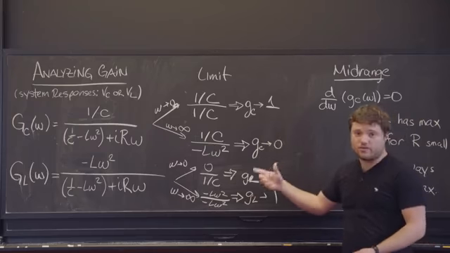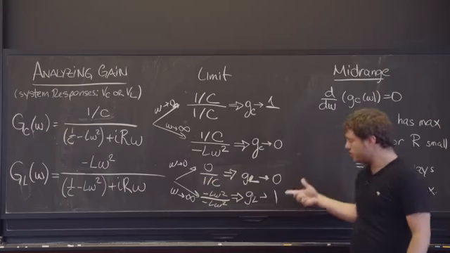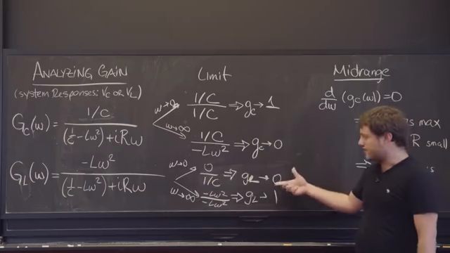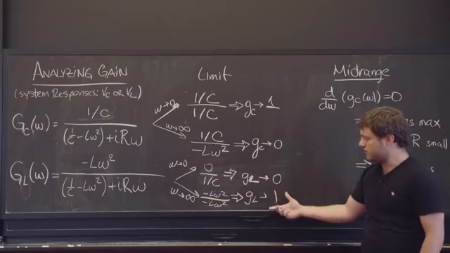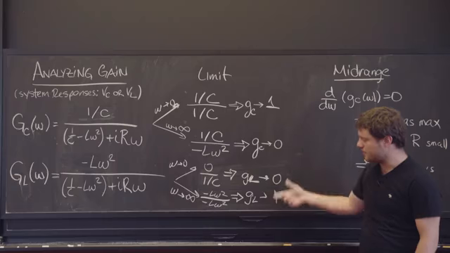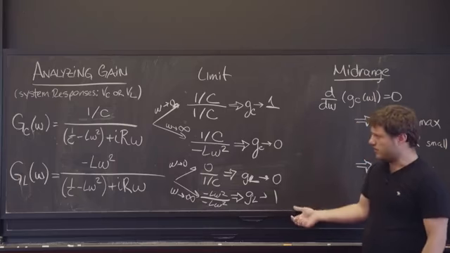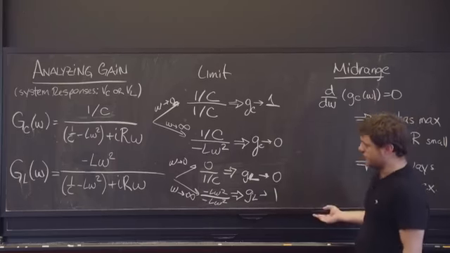Whereas the inductor is doing the opposite. As omega goes to 0, the inductor has gain of 0, but when omega goes to infinity, the voltage drop across the inductor has gain of 1. So let's make a plot with this information.